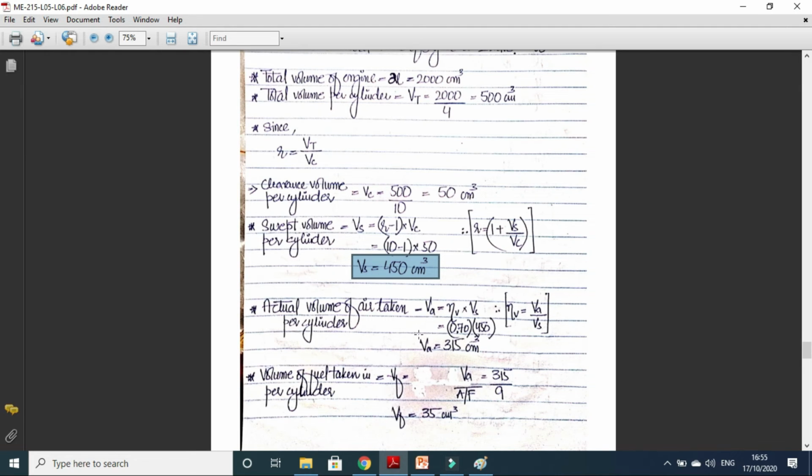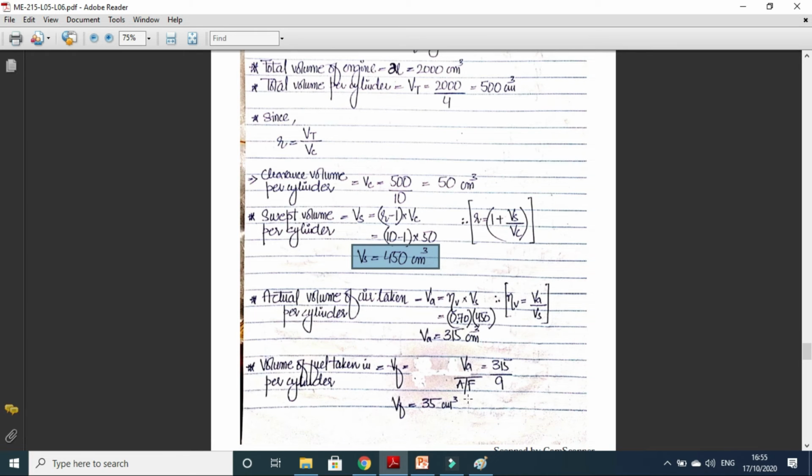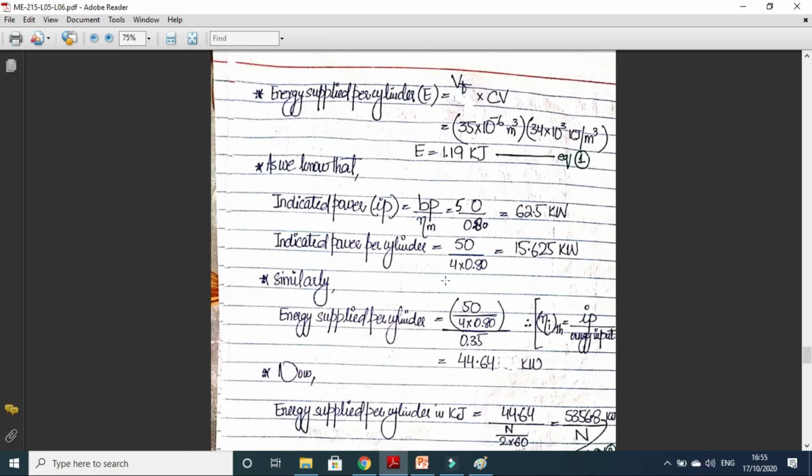So when the actual quantity of air is known, we can find the volume of fuel with the help of air fuel ratio. This is the other way around, like which we did in the last numerical. In the last numerical, Vf was given, we determined Va. Now we know the Va, we can find the Vf, 35 centimeter cube. So energy supplied per cylinder will be Vf into calorific value. So Vf is, we just calculated, and calorific value is known. So energy is coming out to be 1.19 kilojoule. Please note its unit is kilojoule.